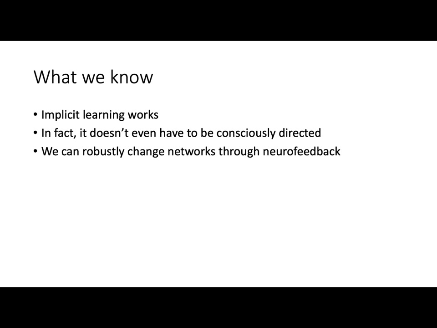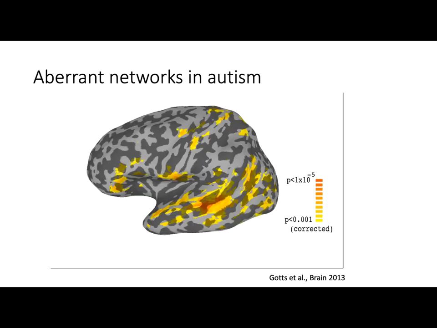Okay? The other thing we know is that we can robustly change networks through neurofeedback. So lots of studies have shown this. You train, and you see changes in network that are exactly what you trained. So it's more difficult to see this with the explicit feedback because it's difficult to say if it was the feedback that was causing the change in networks or not. This is again an example from one of my studies. So we know that networks in autism are aberrant.